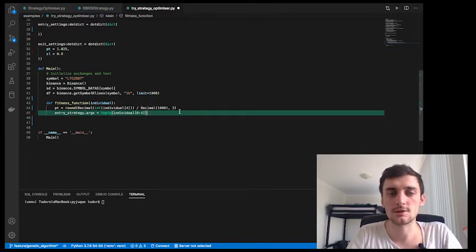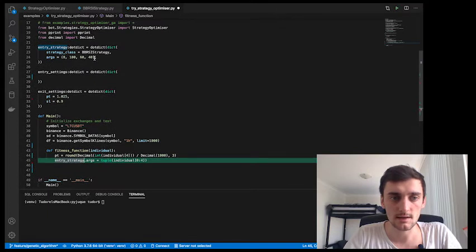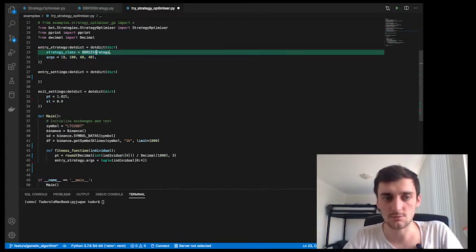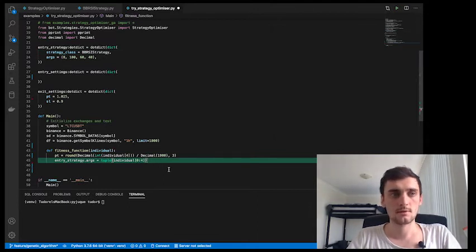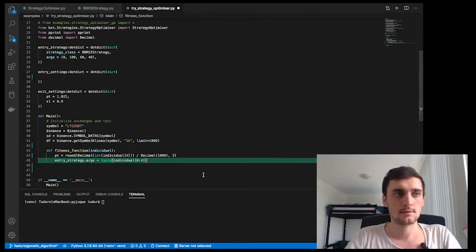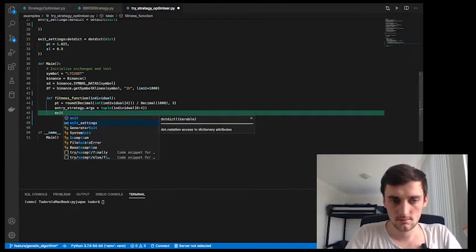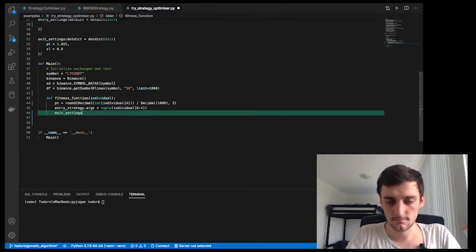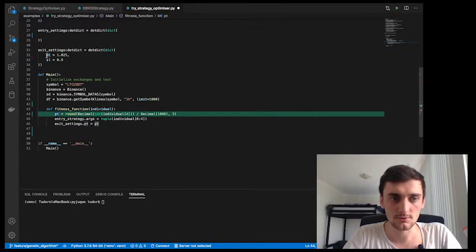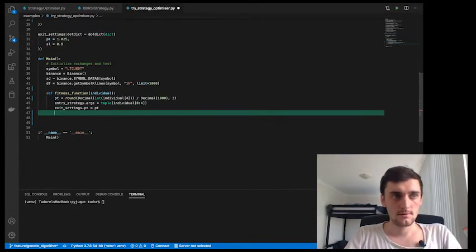The other four genes in the individual are going to go into the entry strategy args. Remember, these are the args. These are the initial args, the ones that we call the strategy with when we initialize it, when we create it. So the first four elements are going to be the arguments, and the last one is going to be the profit target. So we're assigning this value to this value right here. And now we're going to calculate it.